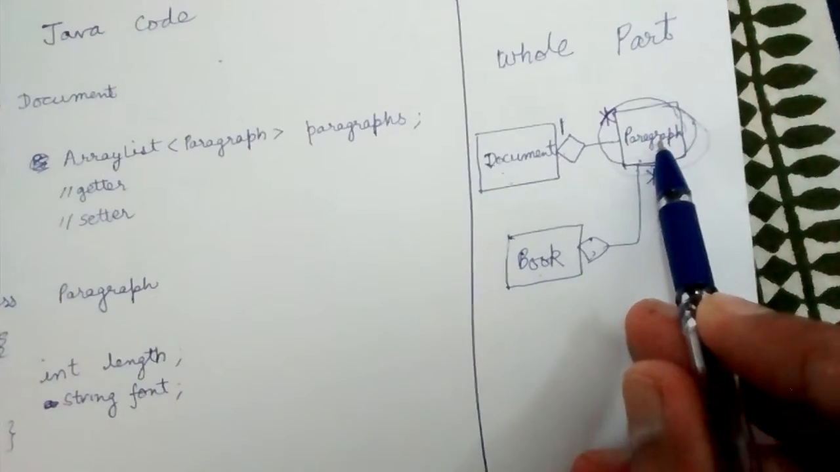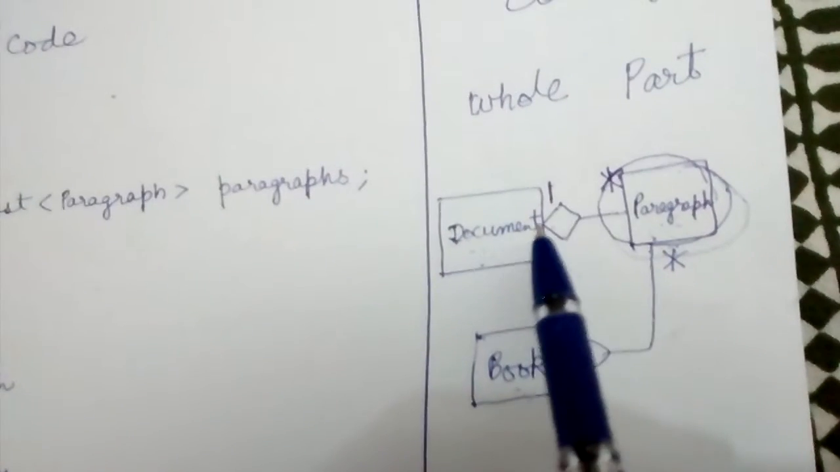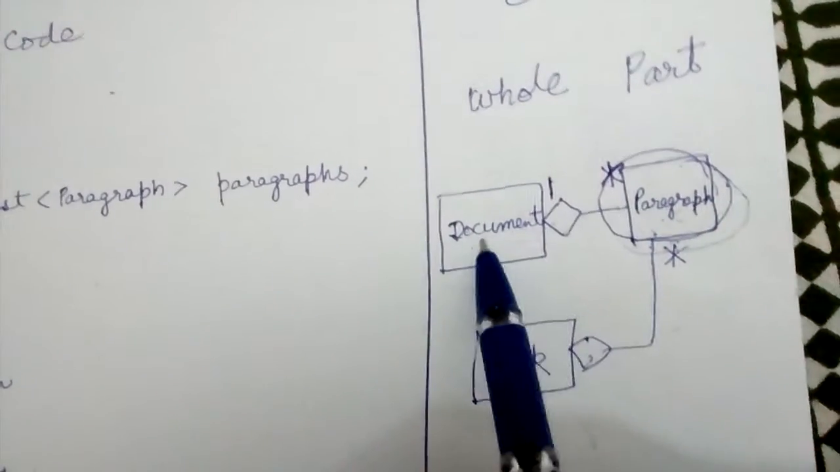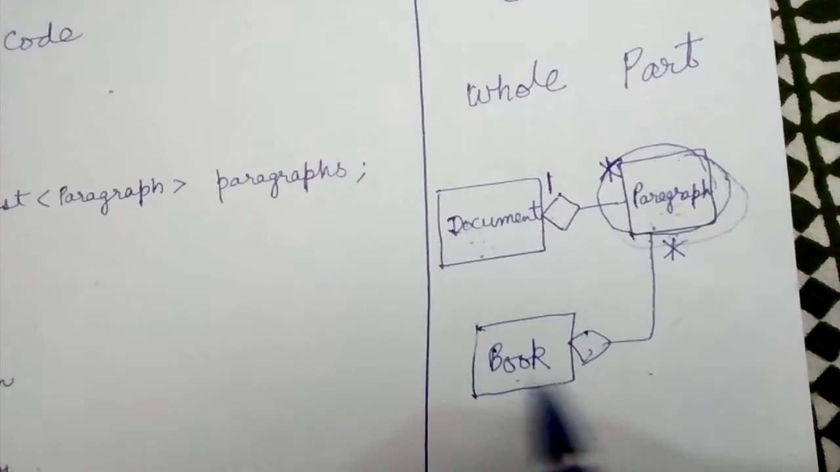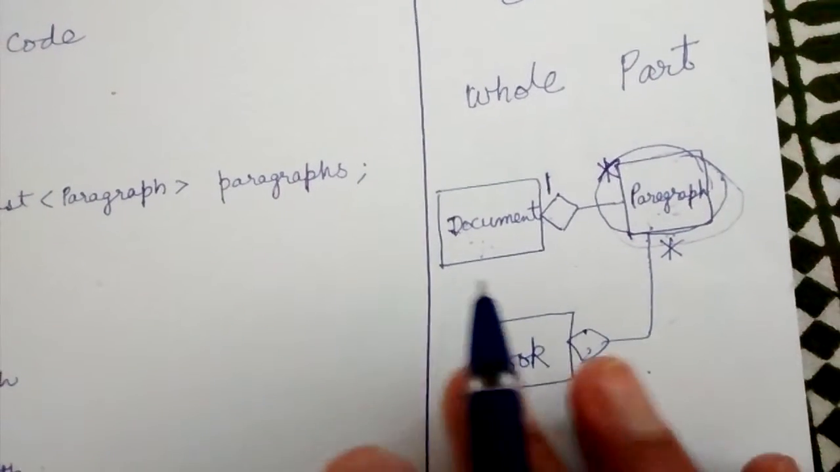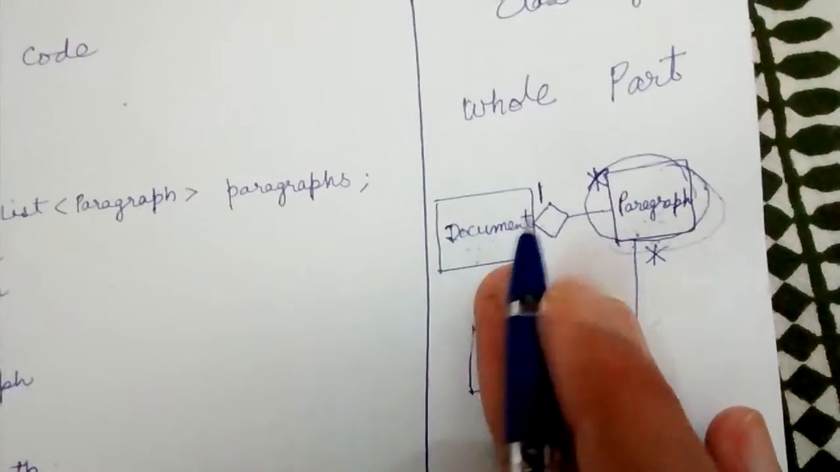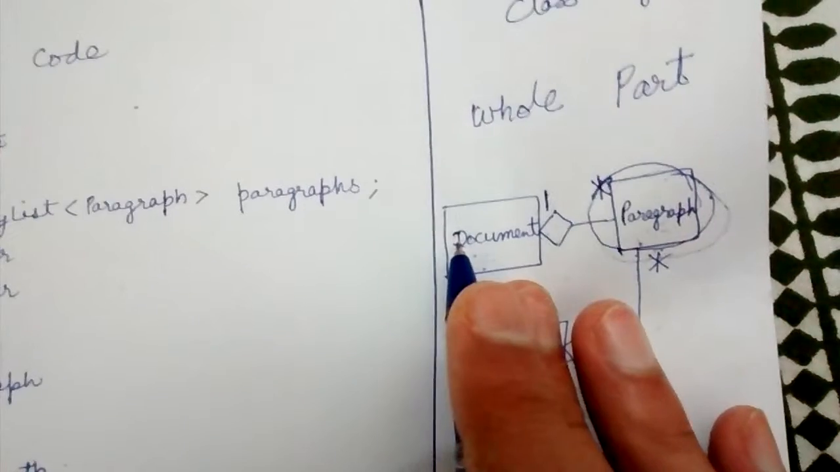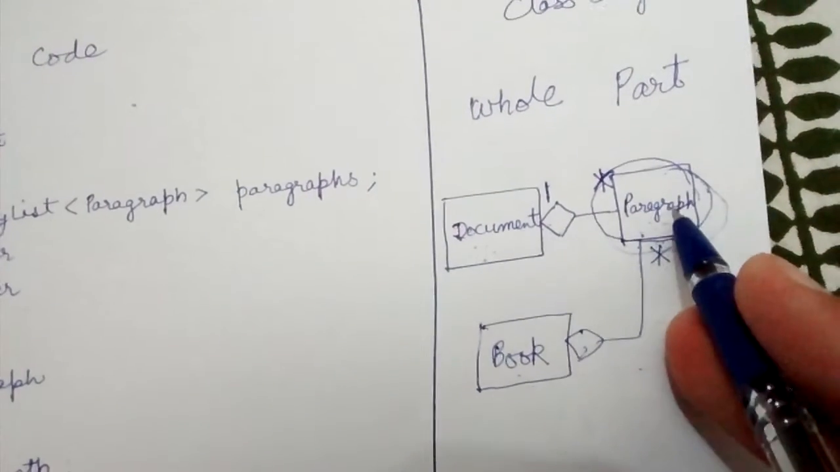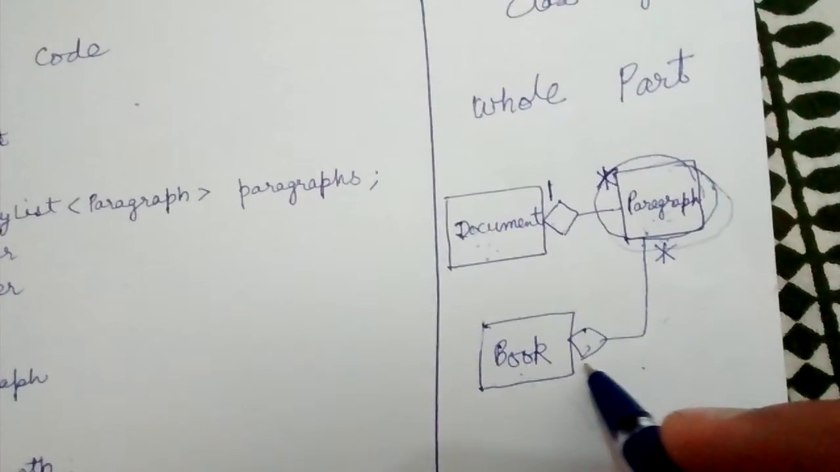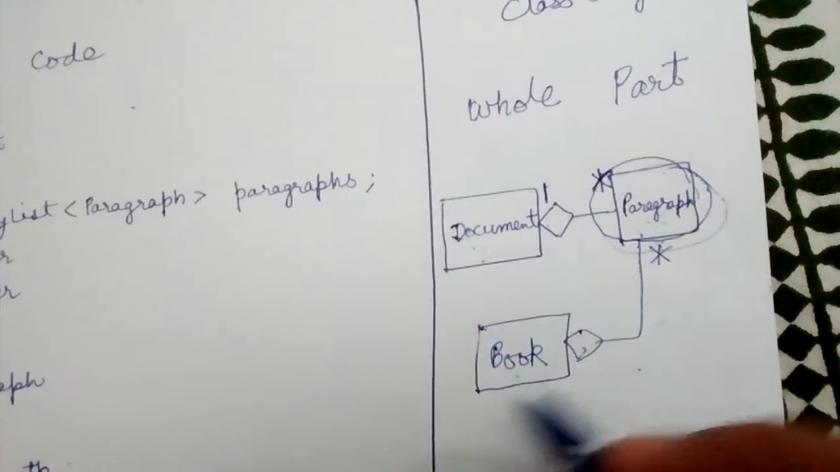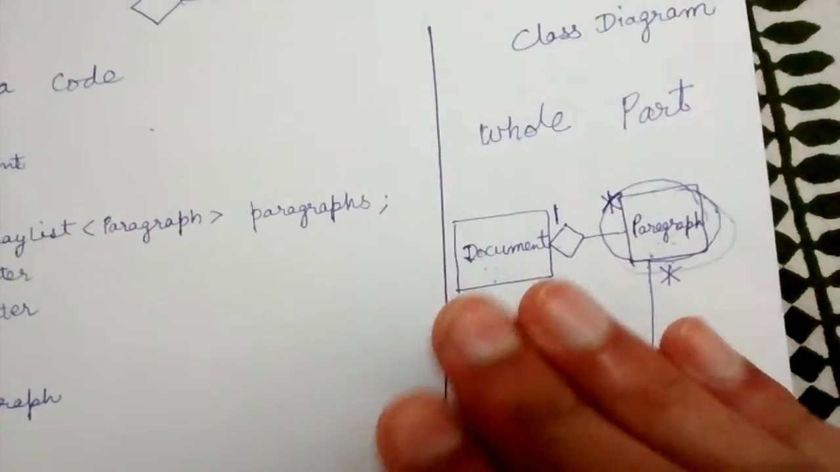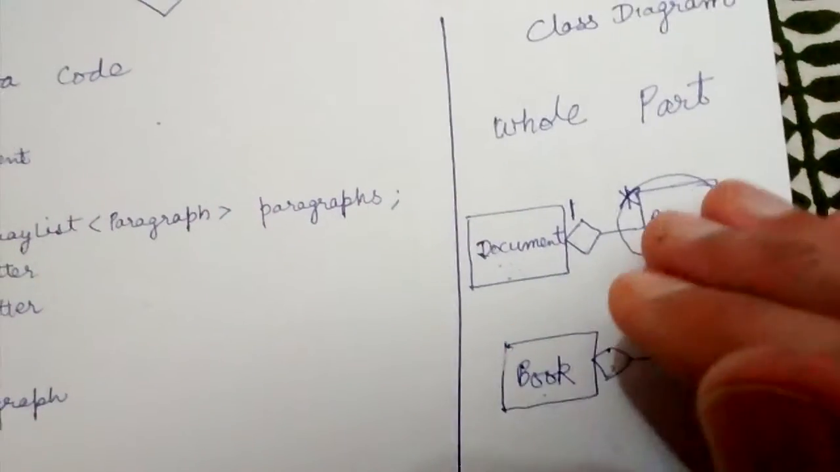Also, a paragraph can be a part of more than one whole. That is, it can be part of a document and simultaneously it can be part of a book also. Let's say this book is destroyed, then it can still be part of this document. So the lifetime of the paragraph is not dependent on the life cycle of a book. Even if the book is destroyed, the paragraph is still there.